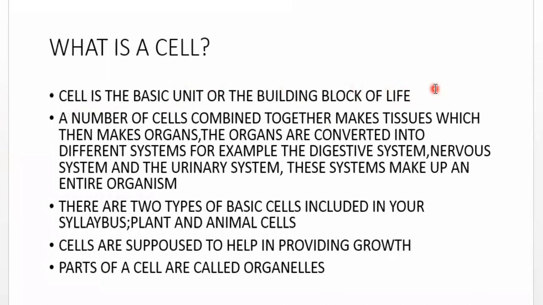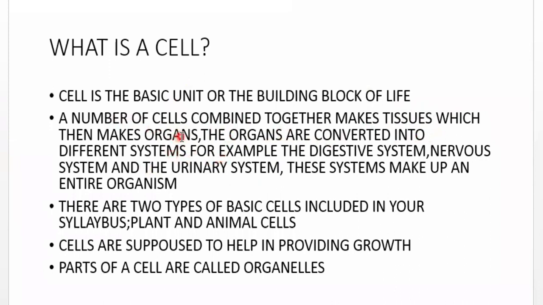All right, now we're going to discuss a very important thing that you need to know for this chapter. If you have a cell and you have to make tissues, then you cannot make it with one single cell. You have to combine a number of cells to make tissues. And once you combine a number of tissues, it makes an organ. An organ, for example, a stomach or your liver. Then you combine those organs and convert them into systems.